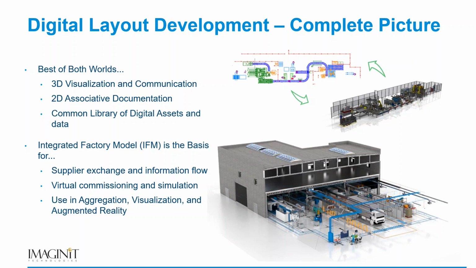They can be associatively linked together so that your deliverable can still be a 2D drawing, but you're getting all this power and benefit of 3D visualization, right? Of having these point cloud assets and architectural models. Okay? Again, all geared towards an integrated factory model. It's giving you the basis for a lot of things that Jason talked about, like supplier exchange and information flow, virtual commissioning and simulation that we're going to see in the next session. And lastly, aggregation, visualization, and even augmented reality, if that's one of your outcomes for a digital twin.